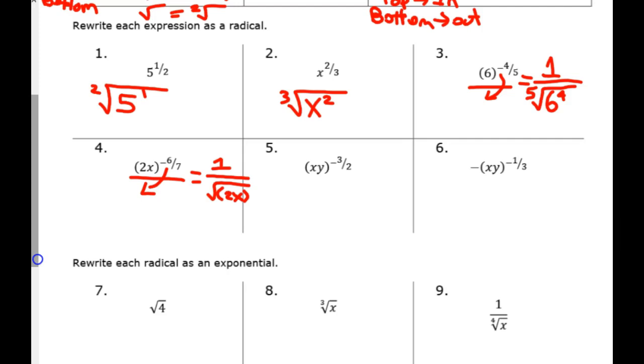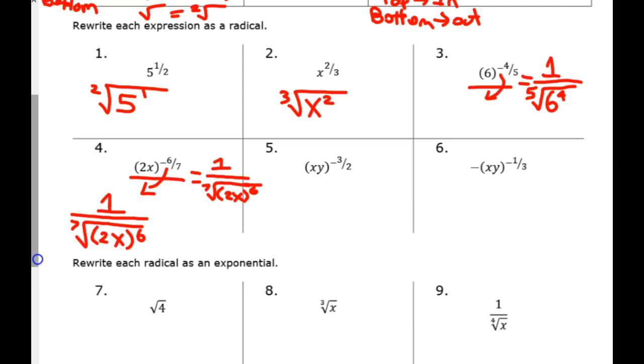So the top goes in, and the bottom goes out. Now it's kind of hard to see. Let me write it bigger here. 1. It is easy, right? No, it's not. It can be once you figure it out. Some of us are still figuring it out.